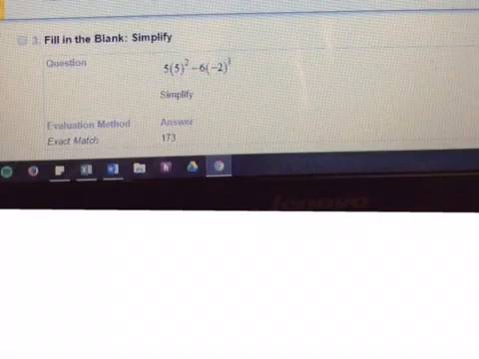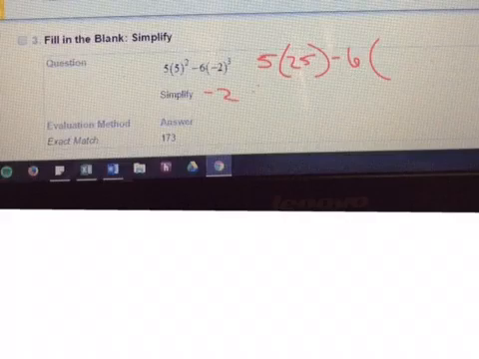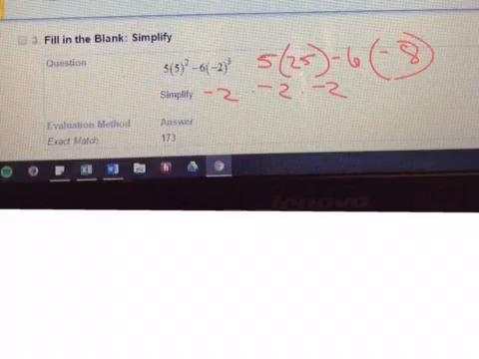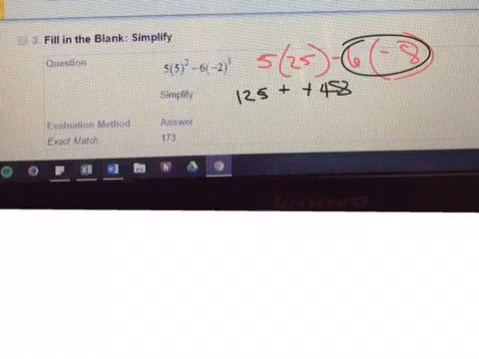And again, number 3, we do our parentheses or our exponents first. Negative 2 times negative 2 times negative 2 gives me negative 8. We have 3 negatives there, and when you multiply an odd number of negatives, you get a negative. 5 times 5, or 25, is 125. And then we have a minus 6 times negative 8 is negative 48. So that changes that to plus, which gives us our 173.